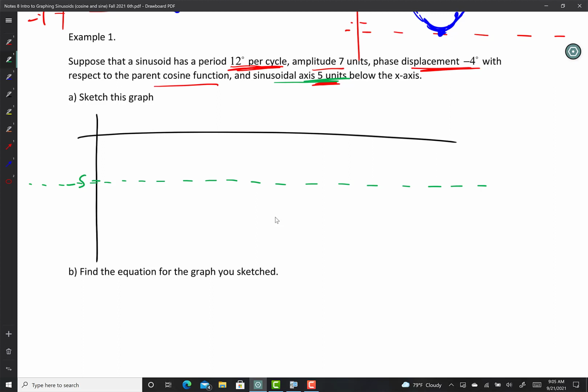And I know the amplitude is 7. So from -5, I'm going to go up 7. And I know that's the max. So -5 plus 7, I'm going to call that 2. I know I'm not going to pass that. And then I'm going to go -5 minus 7. 5, 6, 7, 8, 9, 10, 11, 12. -12. Try to make it symmetric. So I'm going to say -12 is like right here.